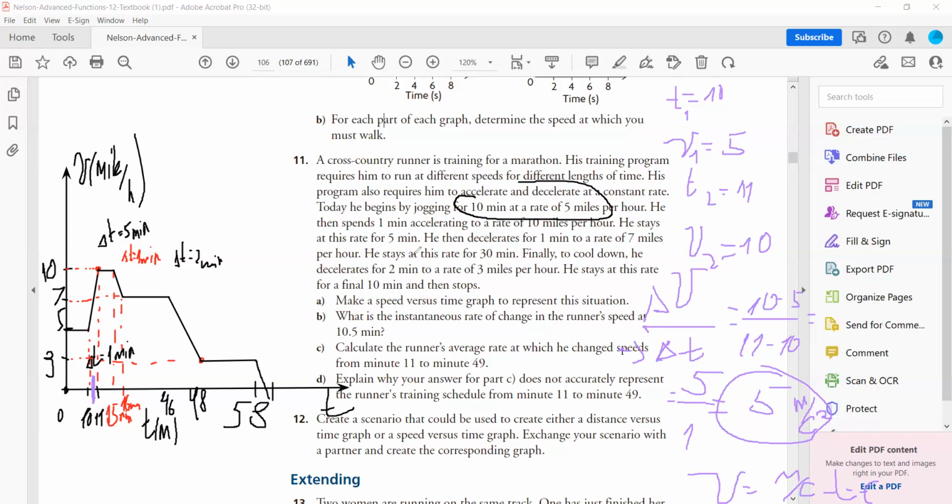And we have to note down one interesting thing. We cannot just take 5 miles per hour and 10 miles per hour and use them with minutes. We have to convert the minutes into hours.